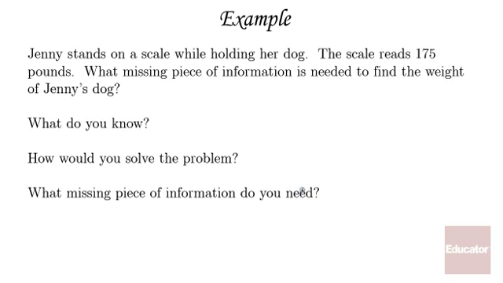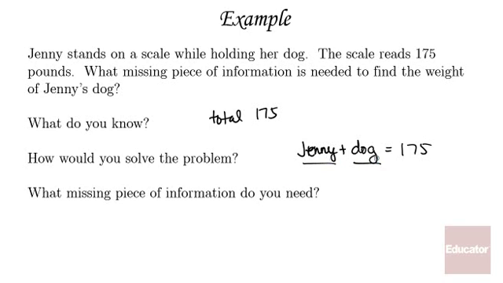We know that the scale reads a total of 175, and we would want to think about how to solve the problem. Well, the total is 175, so that means Jenny plus the weight of her dog would equal 175. So what piece of information is missing? Well, we're missing the information of either how much Jenny weighs or how much her dog weighs.